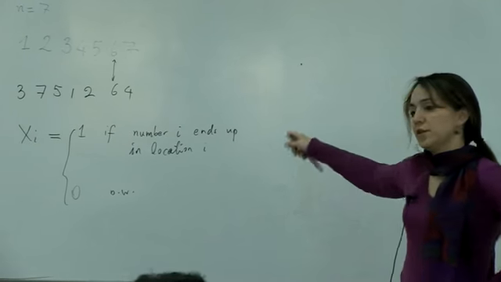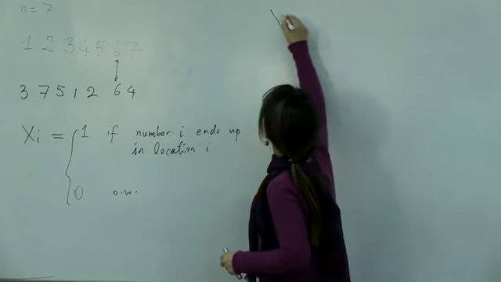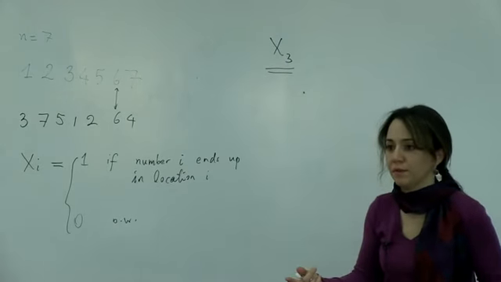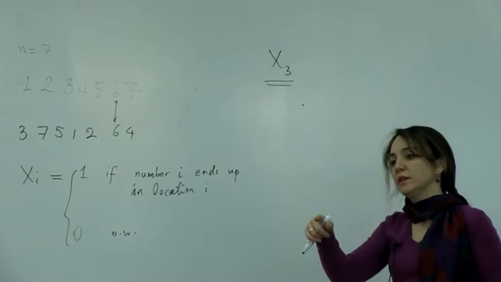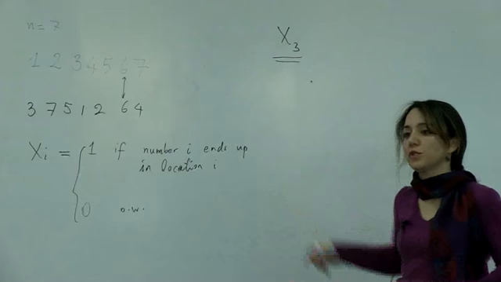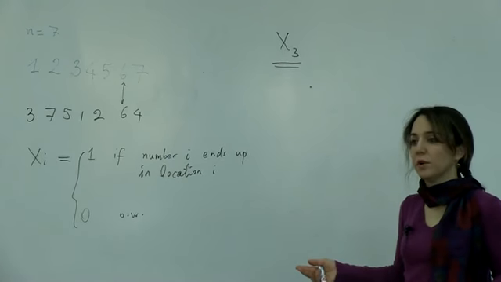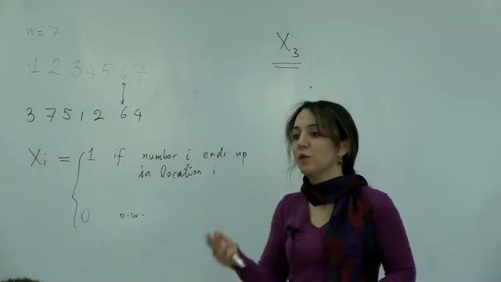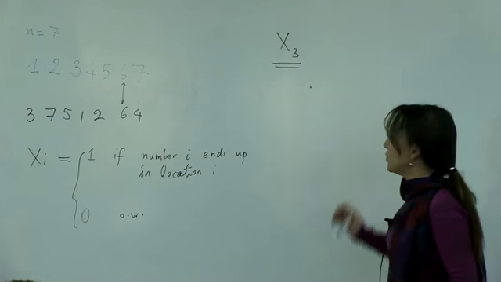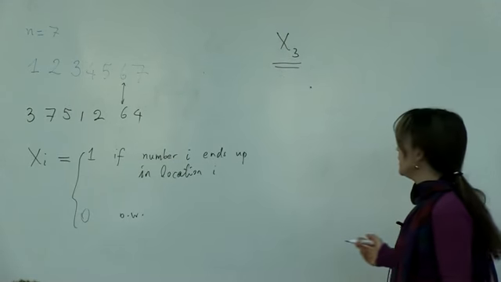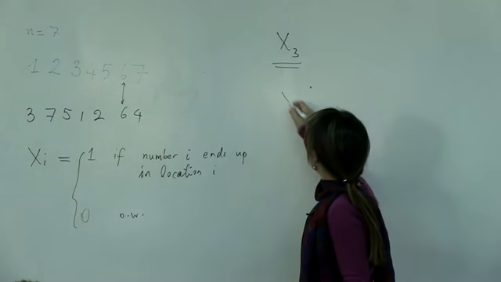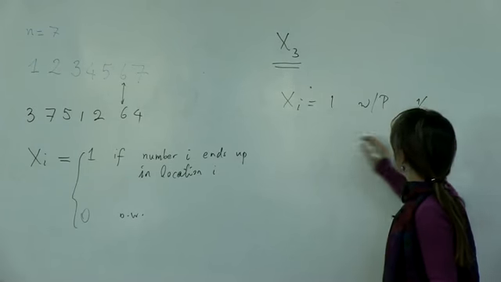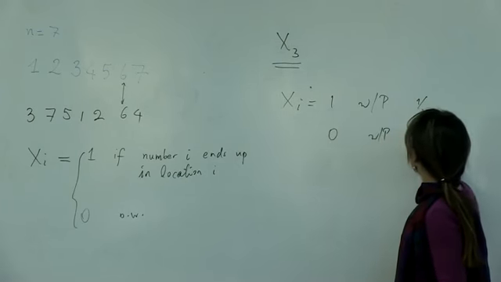So x3 is concerned with only the number 3. x3 is 1 if the number 3 falls into the 3rd location, and 0 otherwise. What is the probability that x3 is 1? 1 over 7. So in general, 1 over n, if there are n numbers. So xi is 1 with probability 1 over n, and 0 with probability 1 minus 1 over n.